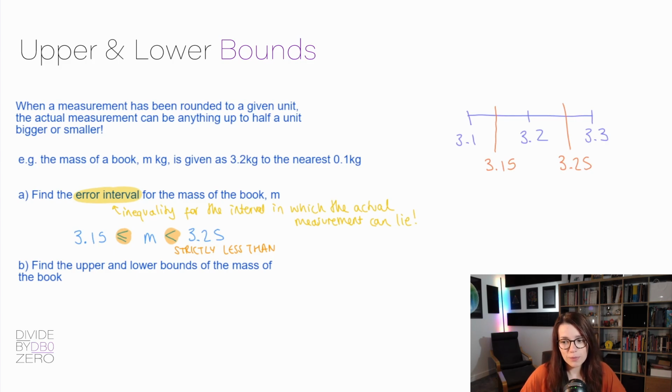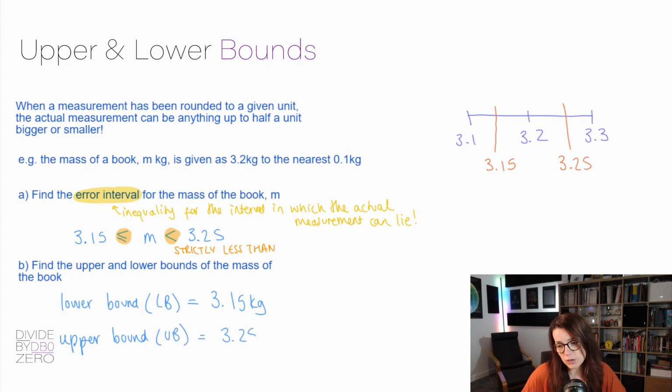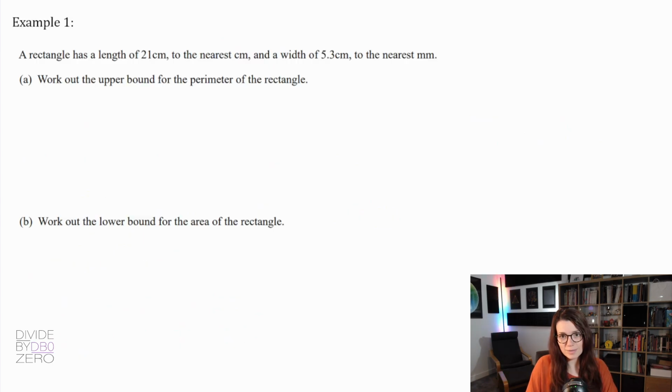Part B, find the upper and lower bounds of the mass of the book. Now the lower bound, or LB for short, is just that smaller number, so 3.15 kilograms. And the upper bound, or UB for short, is 3.25 kilograms. Now let's have a look at some examples.